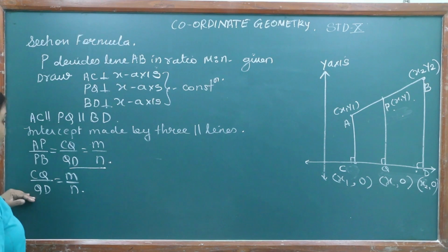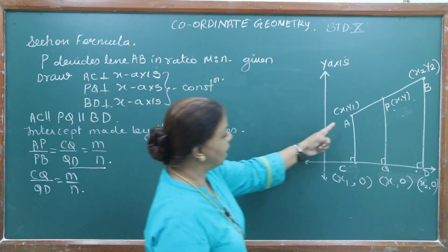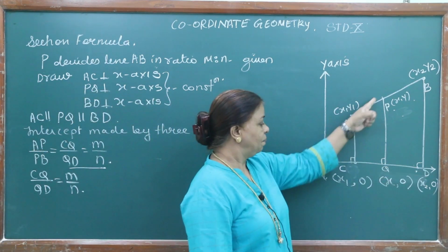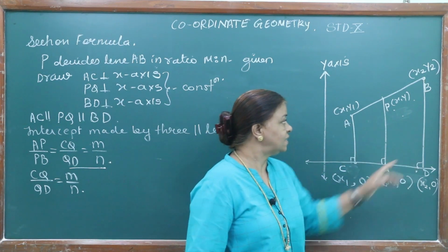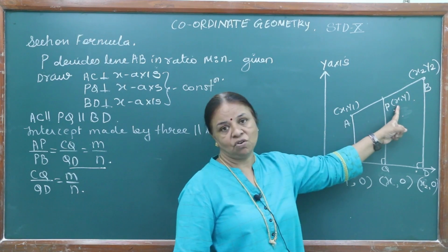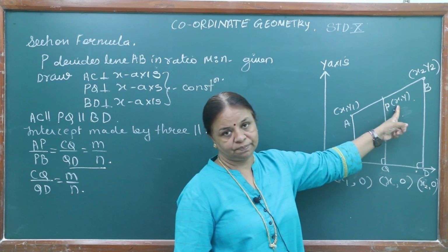Now I am doing this to find my x coordinate. See, I have drawn the line AC perpendicular to the x-axis, PQ perpendicular to the x-axis, and BD perpendicular to the x-axis. So I will be getting the value of the x coordinate of point P. Clear?